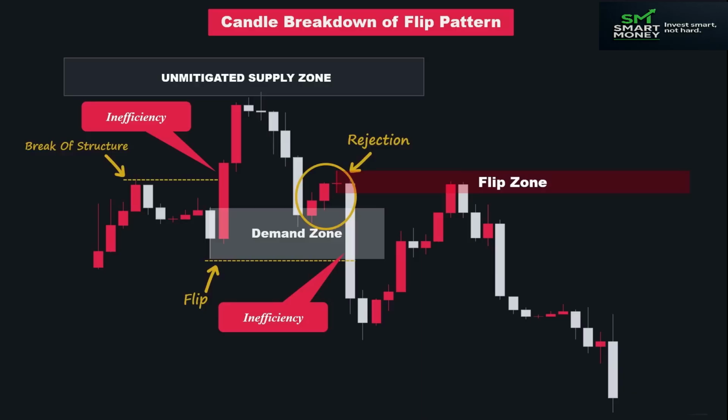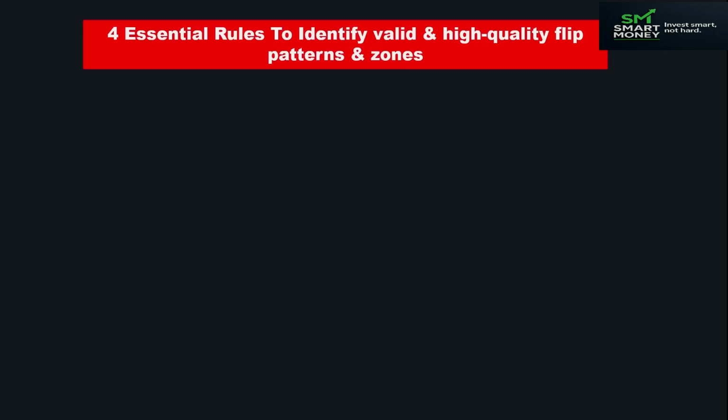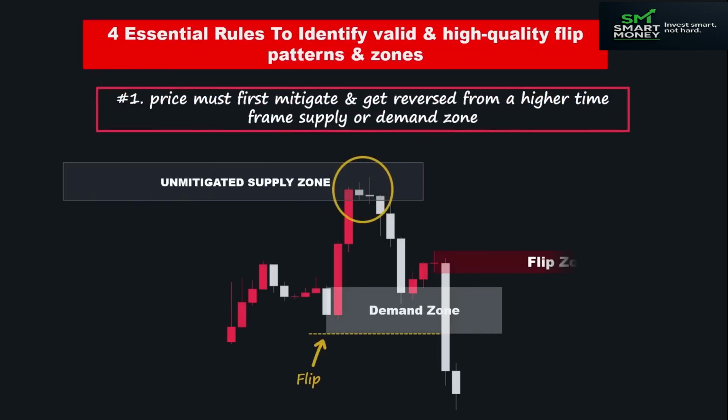Now, let's see the rules and criteria for identifying valid and high-quality flip patterns and zones in the market. There are 4 essential rules that we must follow in order to identify valid flip patterns and flip zones with a high probability of success. Rule number 1 states that for a reversal flip pattern to be considered valid, price must first mitigate and get reversed from a higher time frame supply or demand zone.